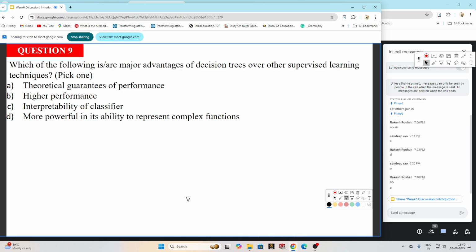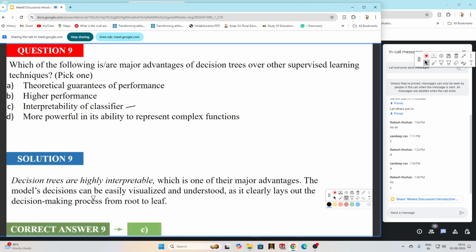Any guesses for this? Rakesh is telling C. Any other guesses? Sandeep is also telling C. Yeah, exactly. Option C is the correct answer, because whenever we compare the decision tree with other supervised learning algorithms, the decision tree is the best interpretability tool.